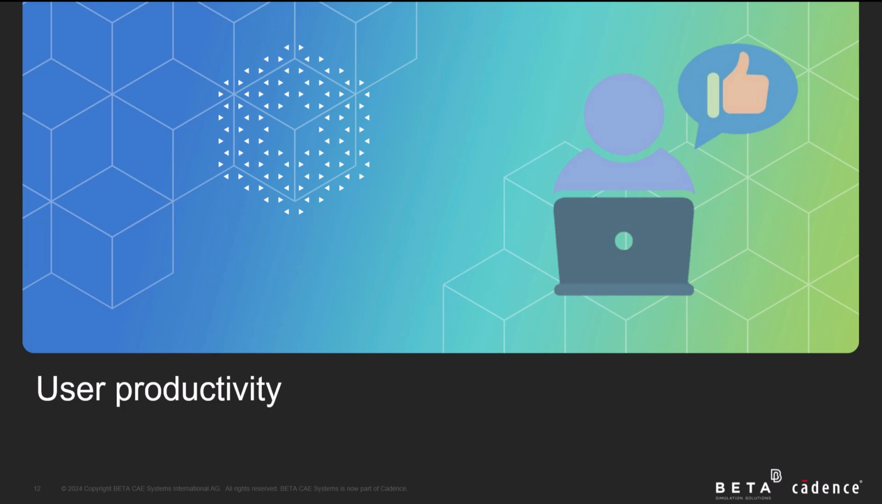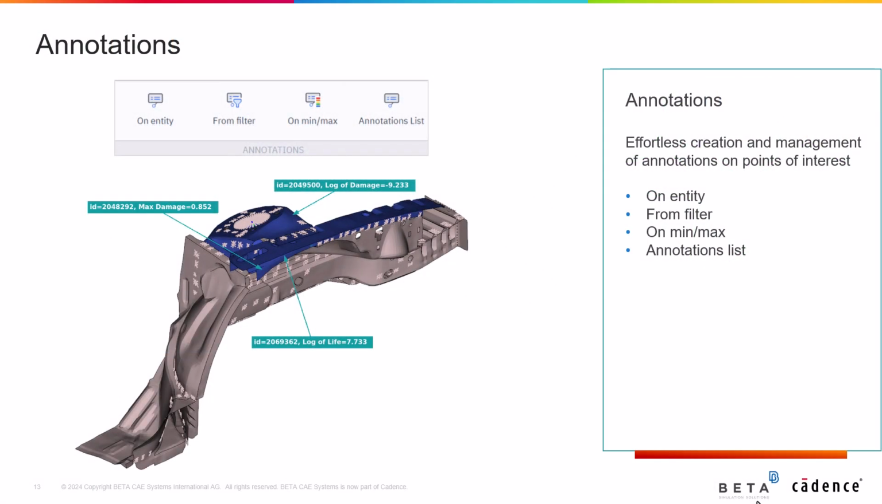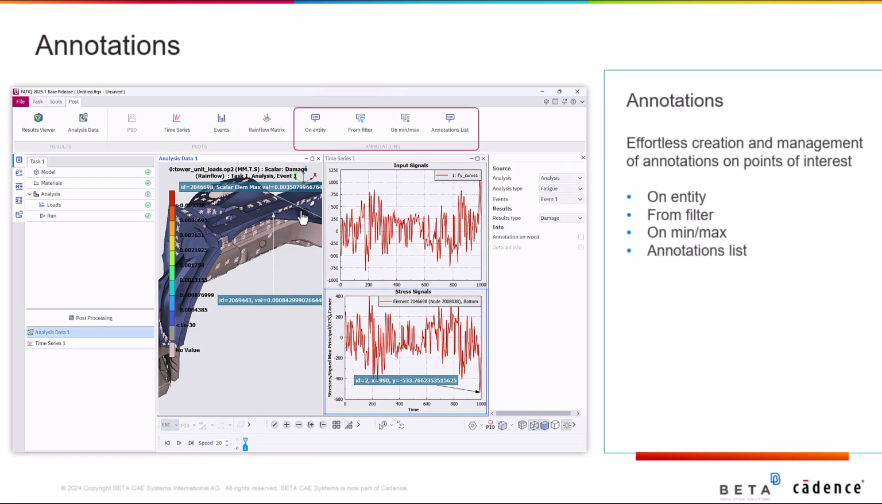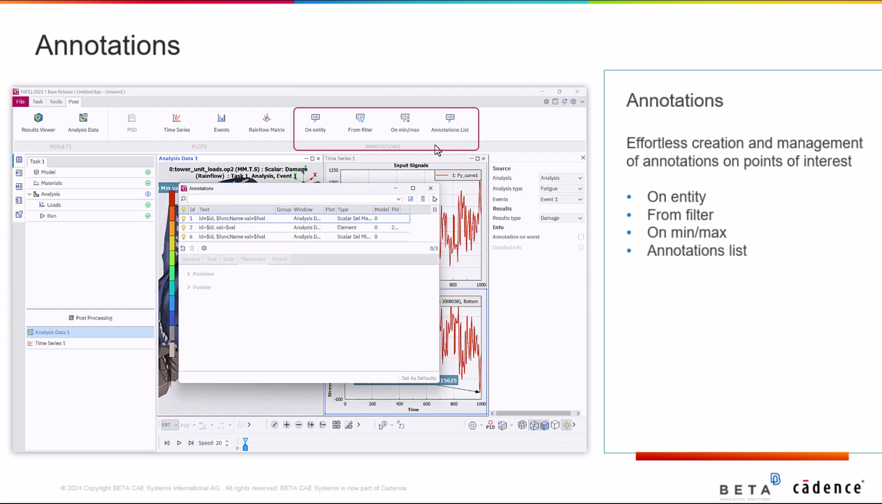Moreover, we have enhanced our post-processing capabilities with effortless creation and management of annotations on points of interest. Now, annotations can be created based on entities, from filter and on min-max. In the Annotations section of the Post ribbon tab, define annotations in 3D or 2D windows. The handling of the annotations can be done through the Annotations list.